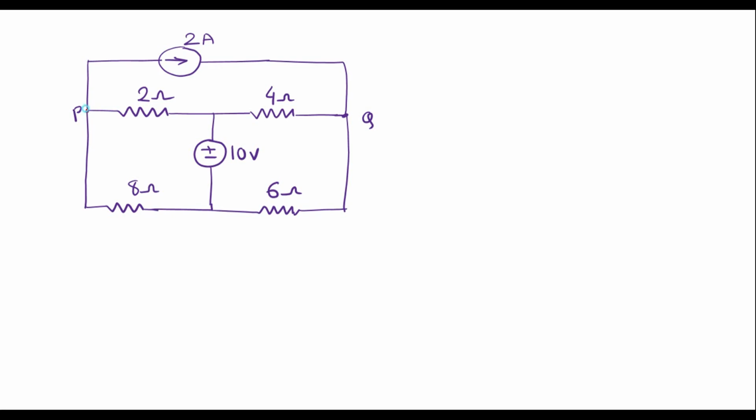We can assume that this node is P. I will assume voltage available at this node is, say, Vp, and voltage at this node Q is, say, Vq. Let me call this node T. Voltage at this node is, say, Vt. So now the potential difference between P and Q is represented as Vpq, which is equal to voltage at node P minus voltage at node Q. This is nothing but the potential difference between node P and node Q.